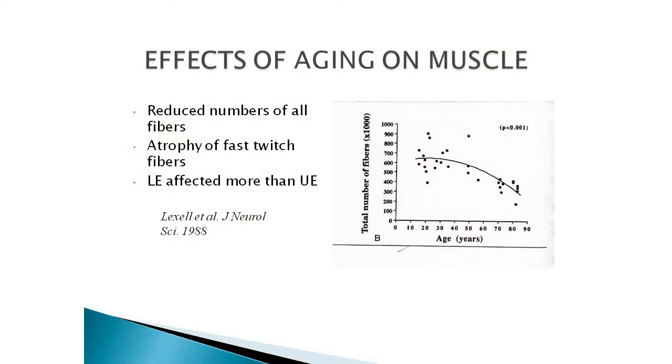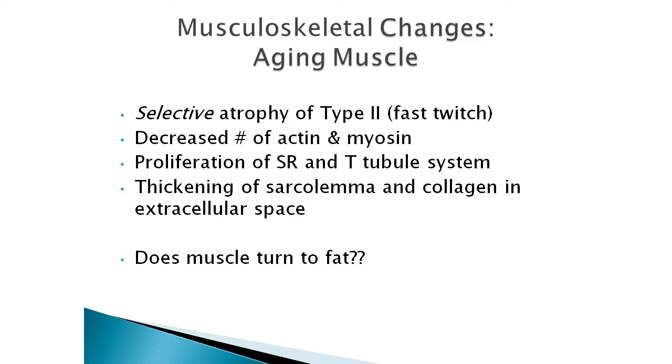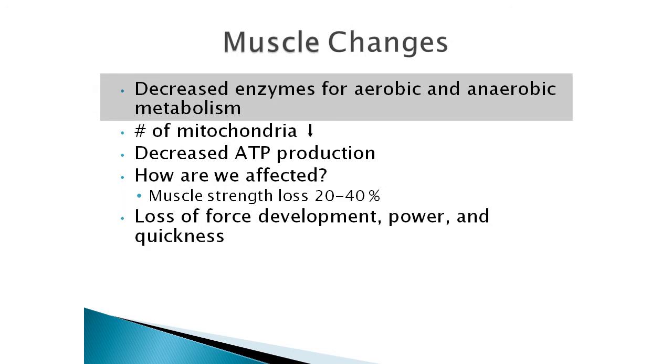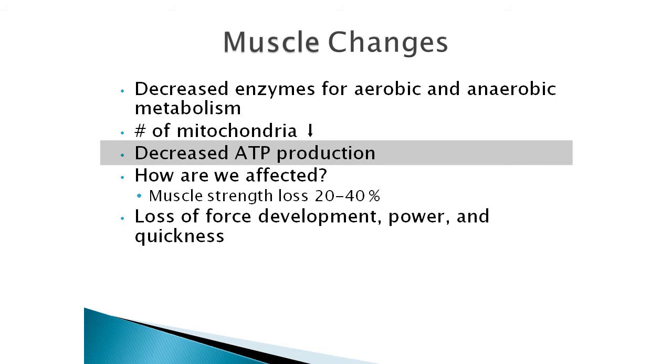A simple graph illustrates that the number of all muscle fibers decreases with age, with the lower extremities more affected than the upper extremities. This is because the loss of fibers is selective, with more atrophy of type 2 fast twitch fibers than slow twitch fibers. In addition, the following cellular changes occur, namely, a decrease in the number of actin and myosin, a proliferation of the SR and T tubule system, a thickening of sarcolemma and collagen in the extracellular space, decreased enzymes for aerobic and anaerobic metabolism, a decrease in the number of mitochondria, and decreased ATP production.